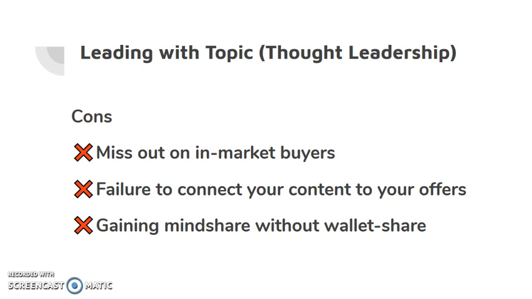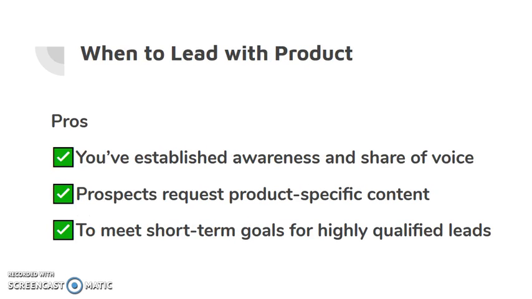All right, so let me now cover scenarios in which you can do either of these, lead with product or lead with topic. When to lead with product? When you've established yourself in your market, people are aware of you, you have a pretty strong share of voice relative to your competition, then there could be a case where people know about what you do, they've gained trust in your content, you can lead with your product. Secondly, of course, if prospects are asking for content about your products and maybe they're short on that, you should give it to them. You should create content that leads with your product.